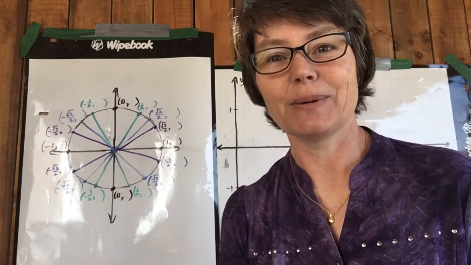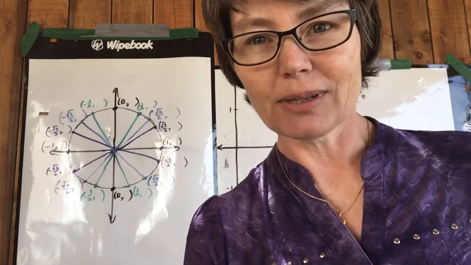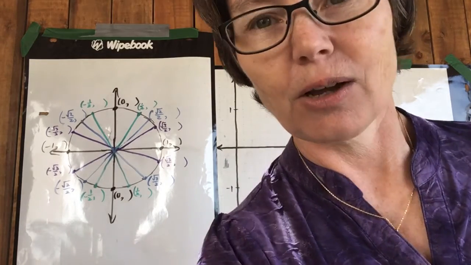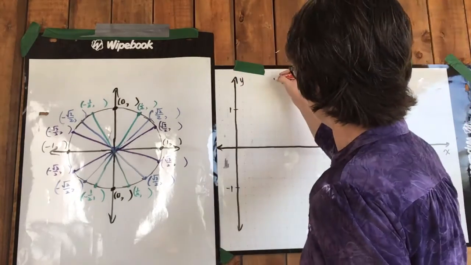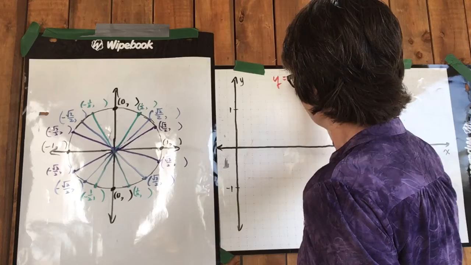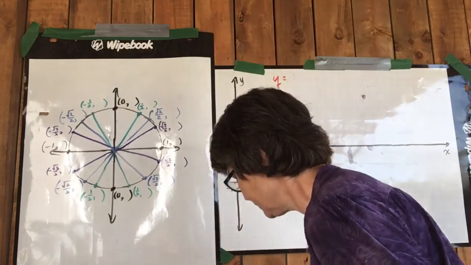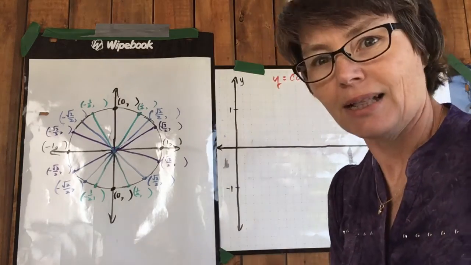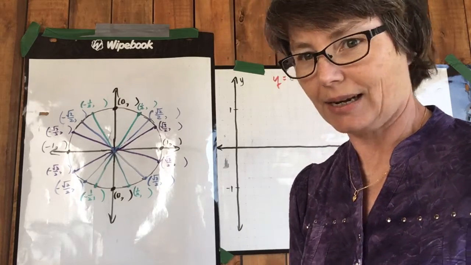Hello everyone, we are going to create the y equals cos x graph today. Y equals cosine of x graph. Okay, so y equals cosine of x. Y equals cos x.